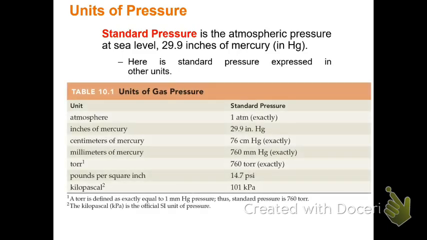Here's a table showing you the different units of pressure. There's atmosphere, with the symbol ATM, and inches of mercury, with the symbol IN HG. You can also convert that to centimeters of mercury, millimeters of mercury, torr, PSI, which is short for pounds per square inch, and kPa for kilopascals.